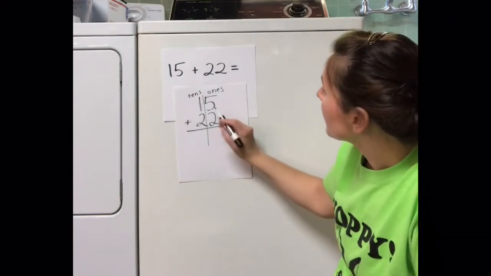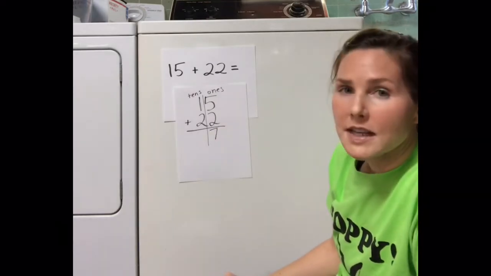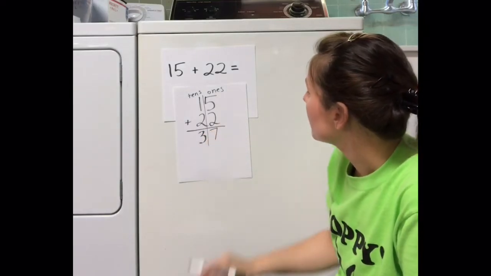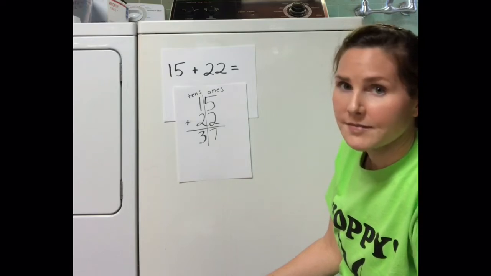The ones column says 5 plus 2, which is equal to 7. And the tens column says 1 plus 2, which is equal to 3. So 15 plus 22 is equal to 37.